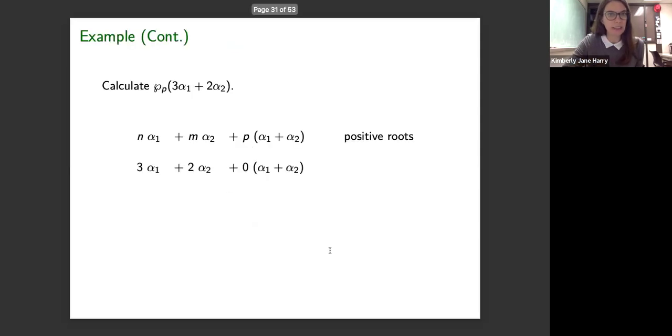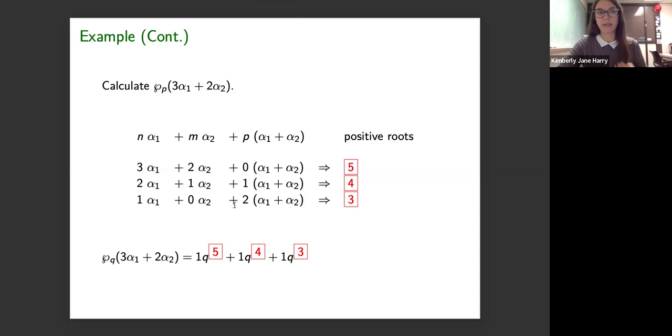So here, let's look at an example, and we want to calculate the q-analog for this. Again, we have 3 alpha 1s plus 2 alpha 2s. We know we have a 3 in front of my alpha 1 and a 2 in front of my alpha 2. How many positive roots did I use to create this? Well, I used 5: there were 3 alpha 1s and then 2 alpha 2s. And notice that in my other one, I used 2 alpha 1s, 1 alpha 2, and 1 of the alpha 1 plus alpha 2. So there's 4 positive roots.